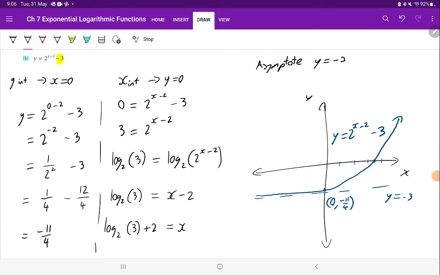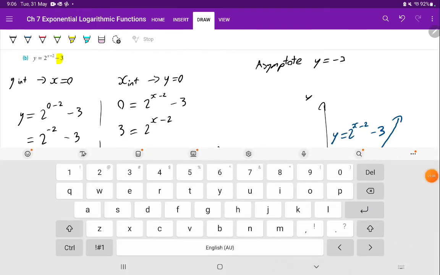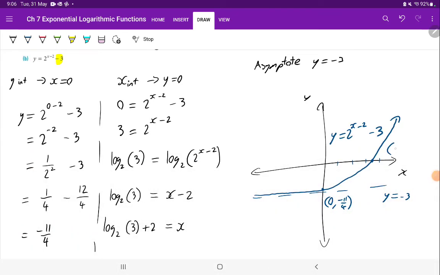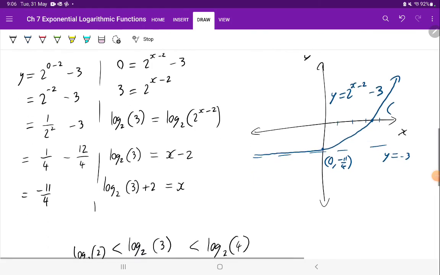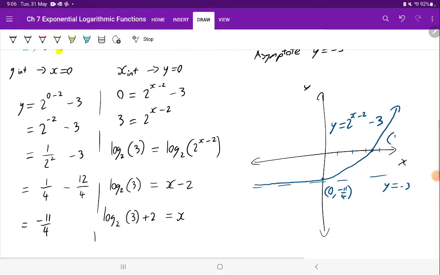Domain and range. I haven't actually marked this point yet. Sorry. Let me mark this point. This would be, what was it? Yeah, log 2 of 3, plus 2, on the x-axis. And is there anything else I need to do? Oh, domain and range. X is in double R, all the real numbers.